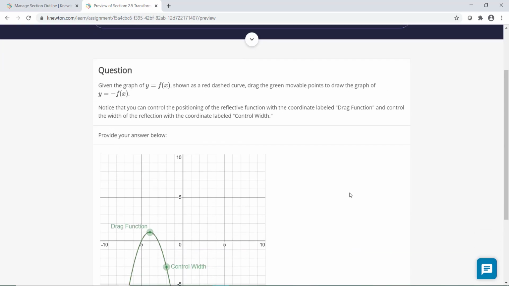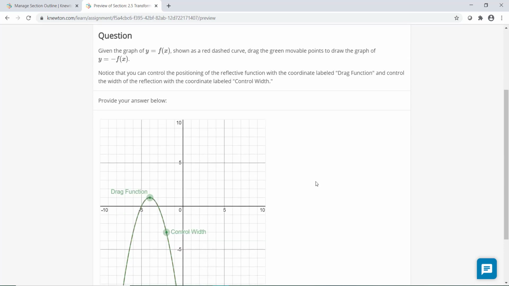For my next question, I'm looking at the graph of y equals f of x, shown as a red dashed curve. We need to drag the green movable points to draw the graph of y equals negative f of x. Notice that you can control the positioning of the reflective function with the coordinate labeled drag function, and control the width of the reflection with the coordinate labeled control width.